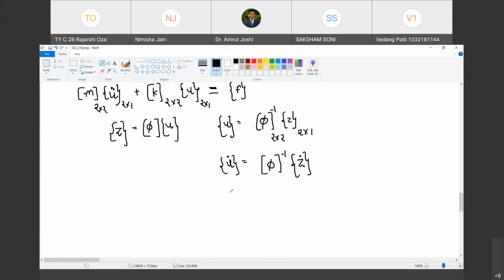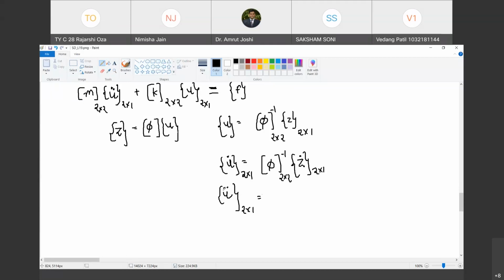Now, how do I write u double dot? This consists of two terms. This is 2 cross 1. This is also 2 cross 1. And this is 2 cross 2. So u double dot is of size 2 cross 1.